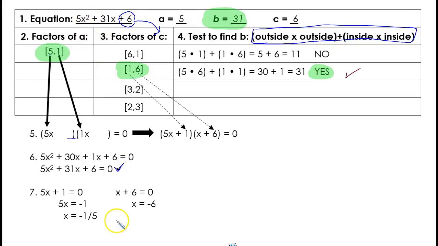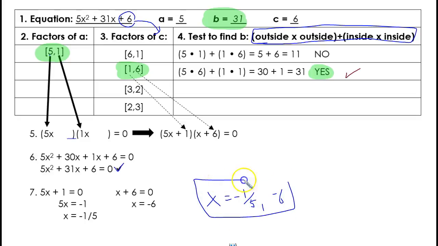It works, so we know that we've got the right factors. As long as we use the zero product property correctly, which basically just means you set each part equal to 0, 5x plus 1 equals 0 could make this true, or x plus 6 equals 0 could also make it true. We solve these two-step equations: subtract 1, divide by 5 to get negative 1/5, and subtract 6 to get negative 6. These are the two solutions, negative 1/5 and negative 6. So we got it. Good.